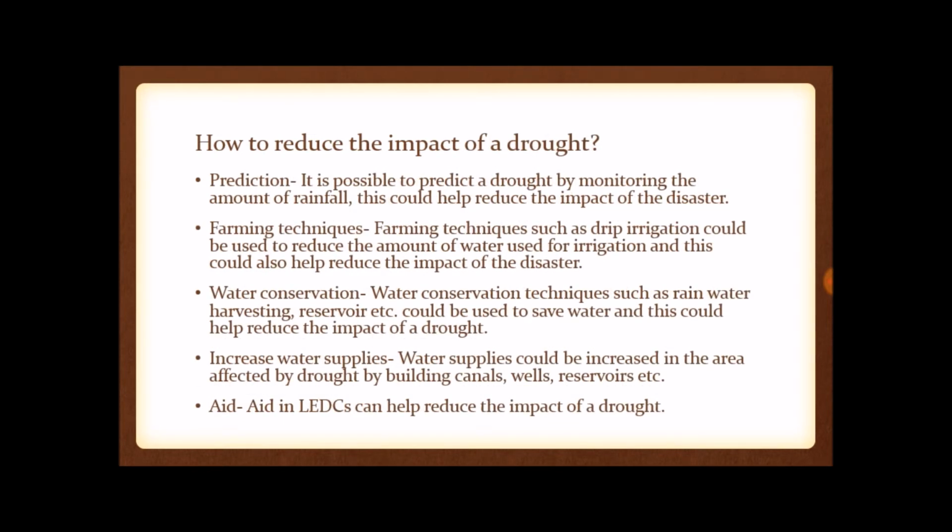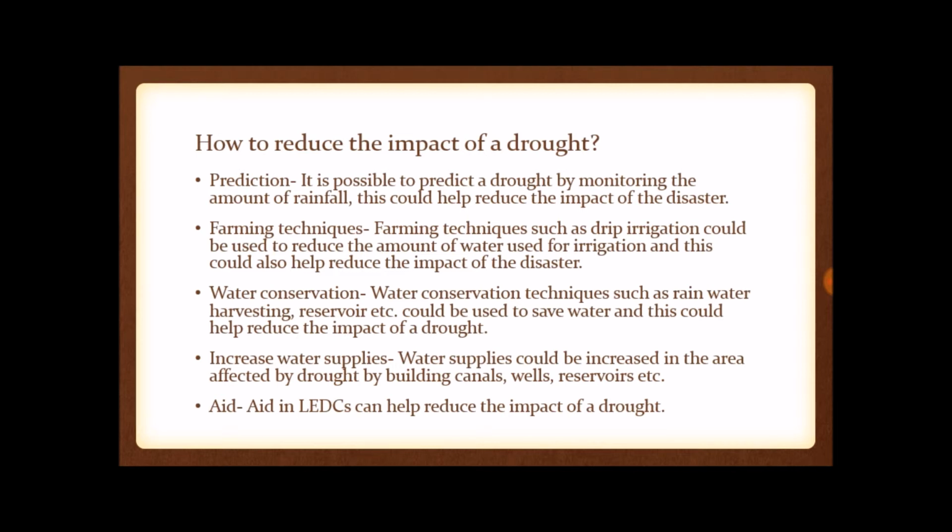So how to reduce the impact of a drought? This one is a bit different because we have some other techniques as well, and some of the 5 techniques that we used before are not useful in drought, so let's take a look at them. Prediction. It is impossible to predict a drought, but we can monitor the amount of rainfall each year to see whether it's a drought or a normal atmospheric circulation condition. In this way we can help to reduce the impact of the disaster.